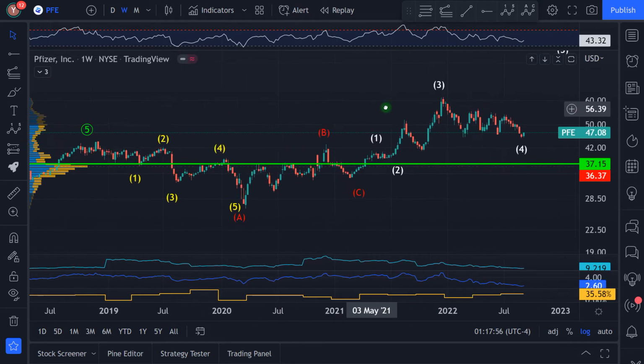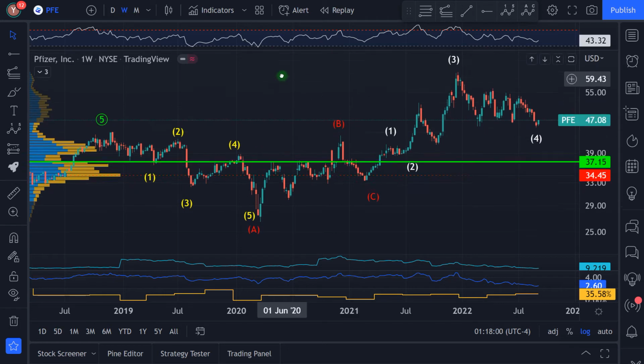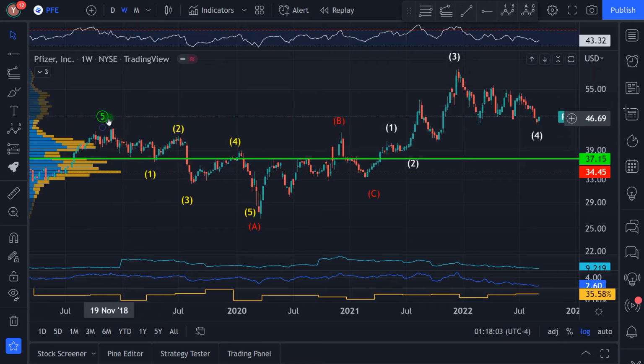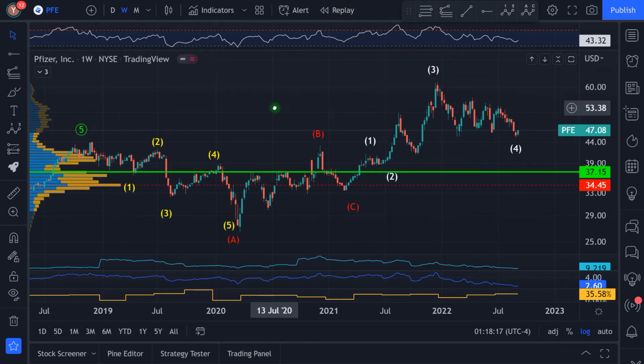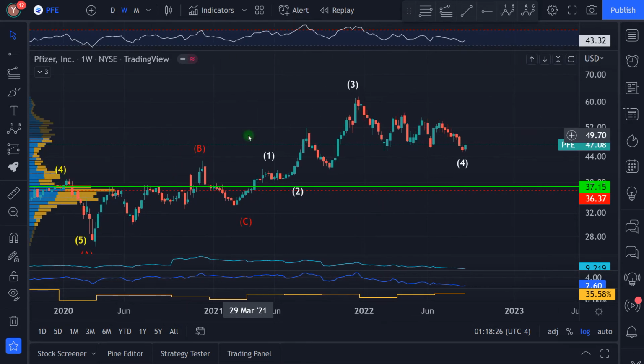The correction usually has the form of ABC, three waves, and the first wave can have the structure of first, second, third, fourth, and here the fifth. So it's very clean, very beautiful. I guess it's the right structure. Then here the correction is finished, and now in my mind we have a new impulse.